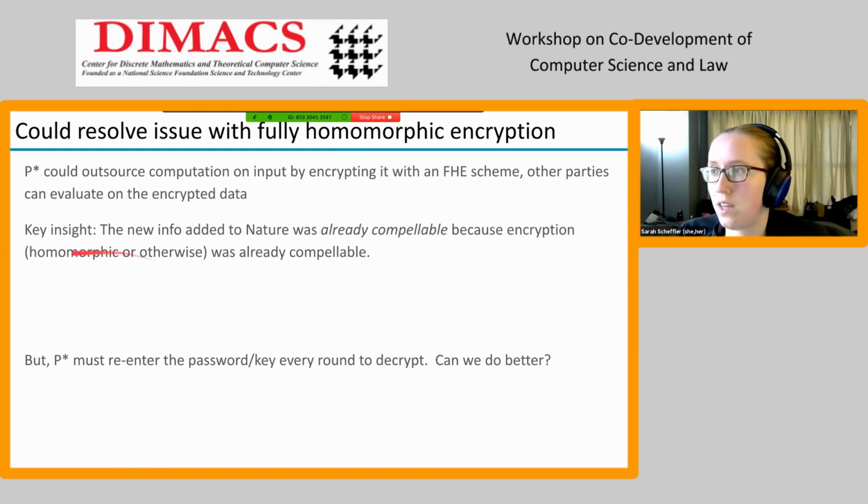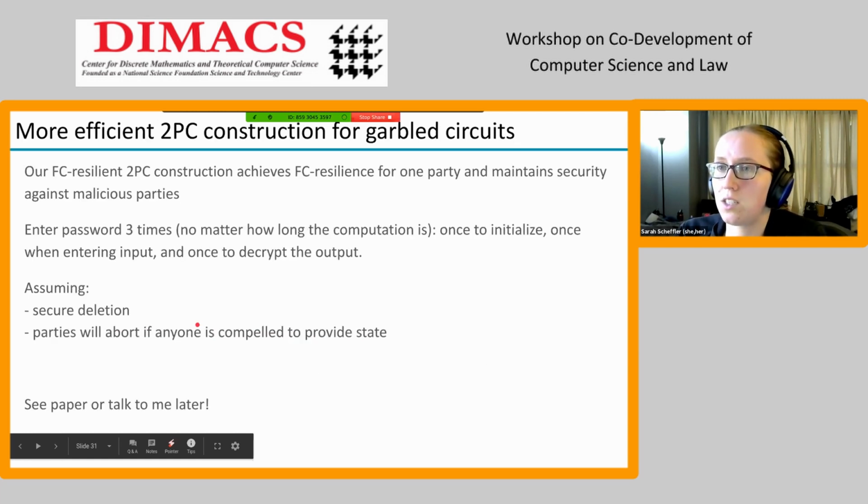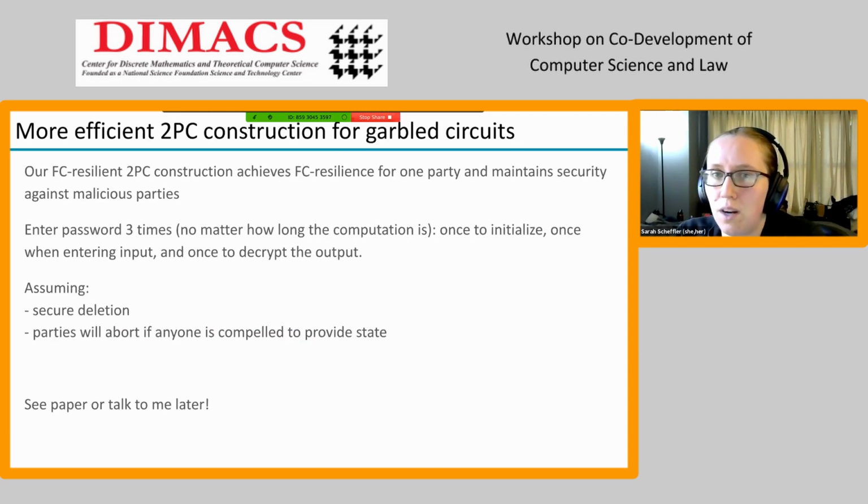And this works. The key insight here is that the new info, the new things that were added to nature, namely the ciphertext, were already compellable because encryption was already compellable. So this does work, but it's annoying. First of all, because FHE is heavy, and secondly, because in order for this to work, P star would have to re-enter the password every round in order to decrypt. So that's annoying. So we can do better, at least for two-party computation.